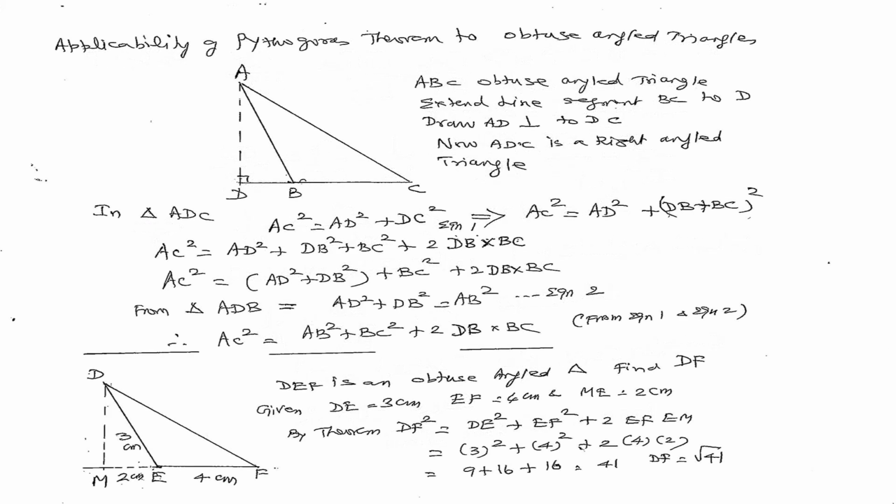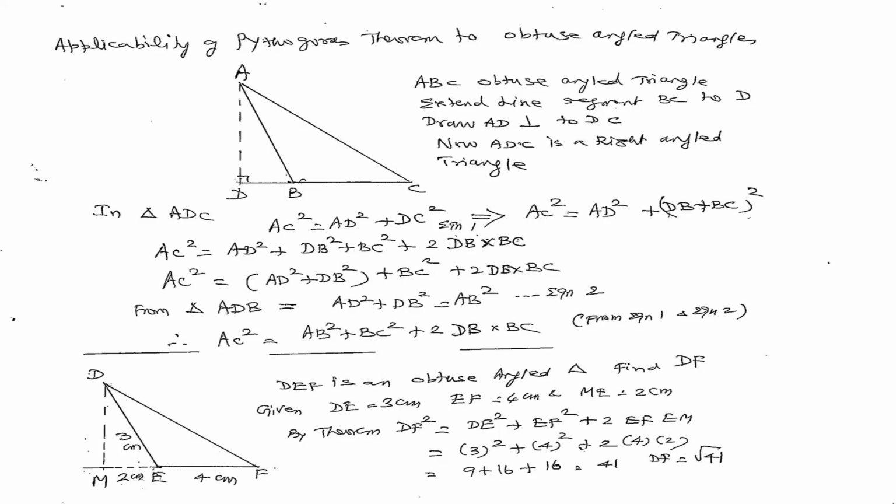Applicability of Pythagoras theorem to obtuse angled triangles. ABC is an obtuse angled triangle. Extend line segment BC base to D. Draw AD perpendicular to DC. Now ADC is a right angle triangle. In ADC, AC squared is equal to AD squared plus DC squared. Extending, AC squared is equal to AD squared plus (DB plus BC) squared.